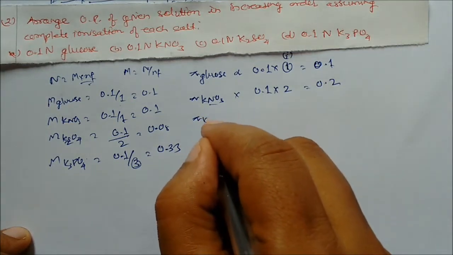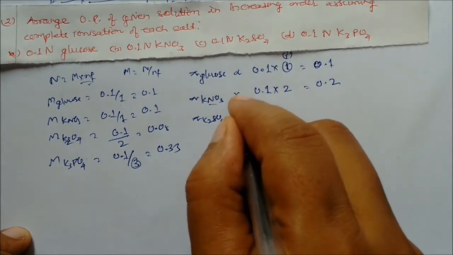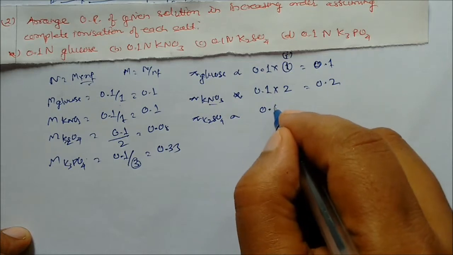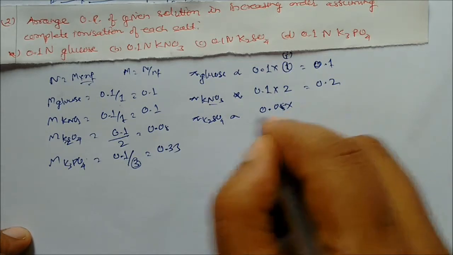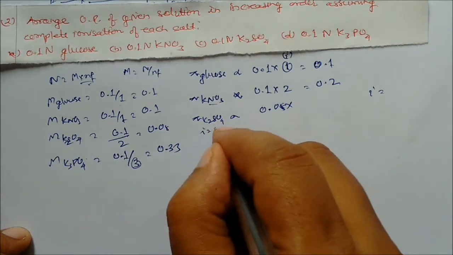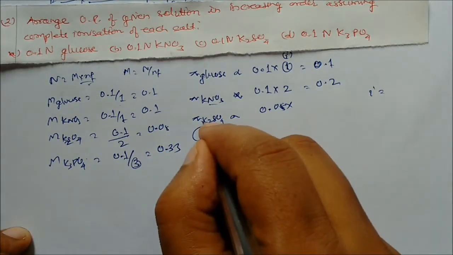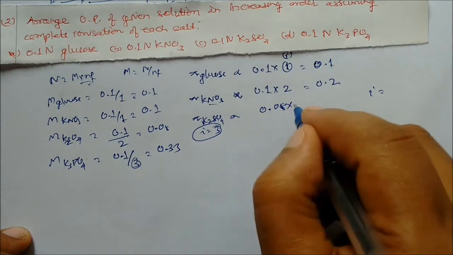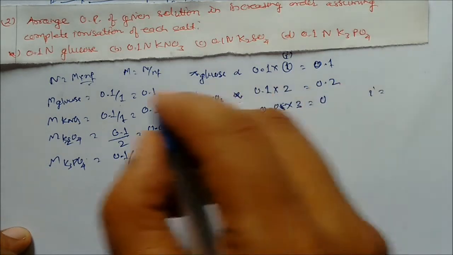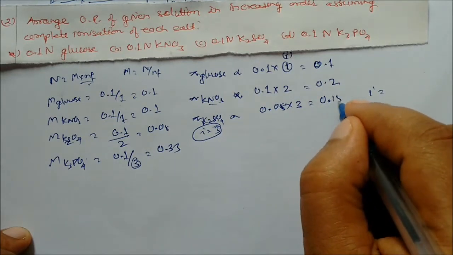Then take pi of potassium sulfate, which is 0.05 multiplied by i, which is 3, because there are 2 potassium and 1 sulfate, so 3 ions. So 0.05 into 3 will be 0.15.